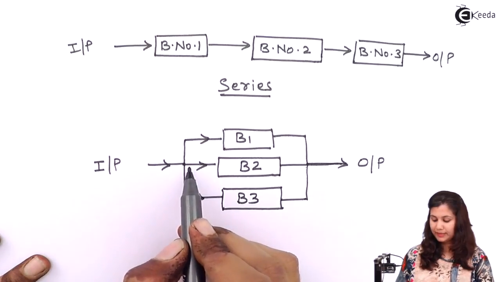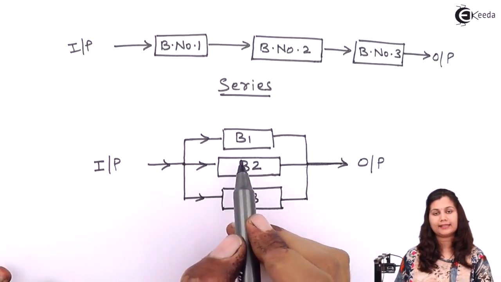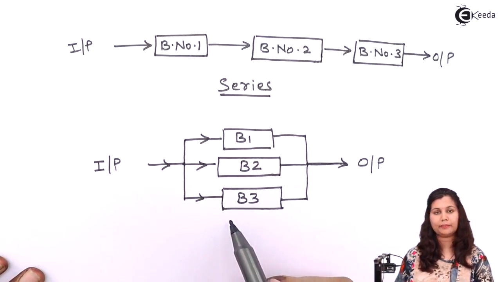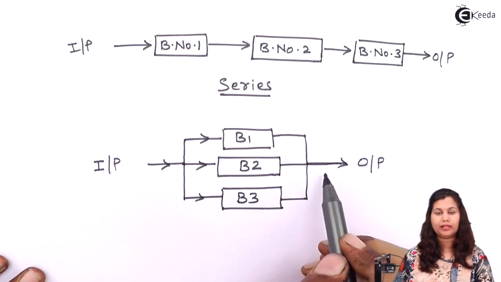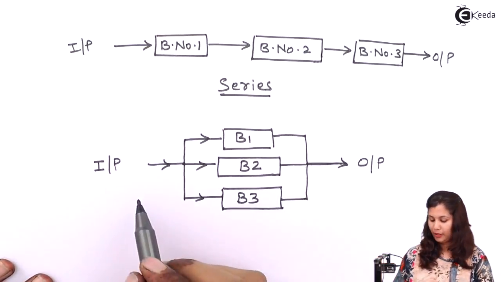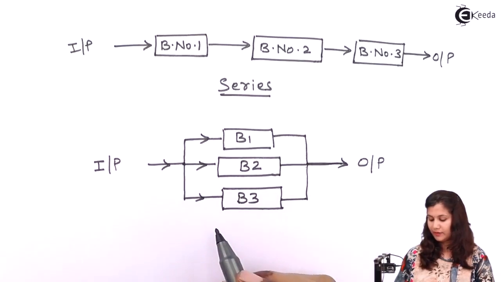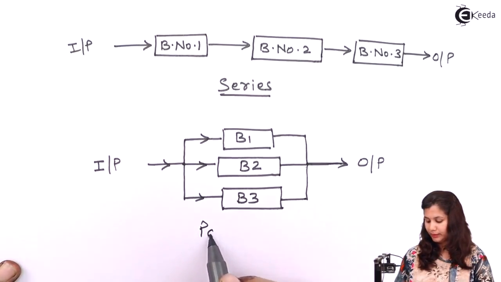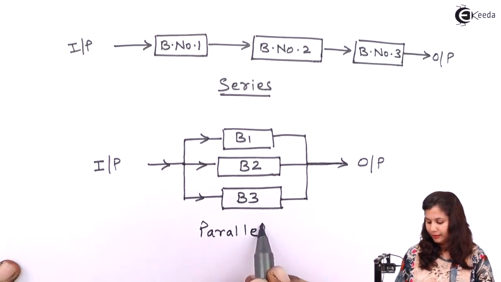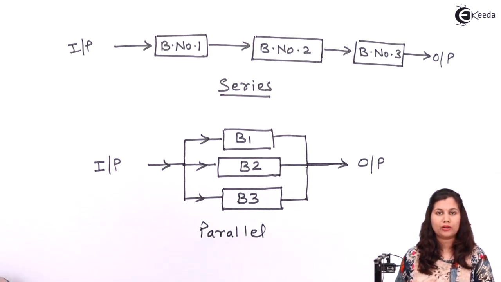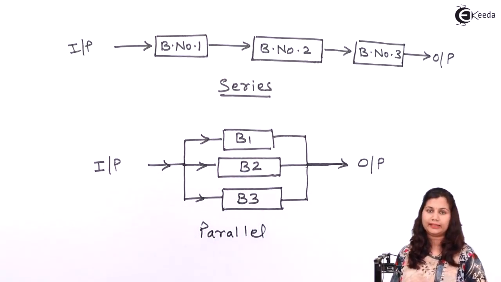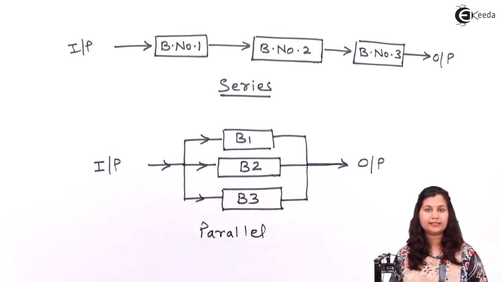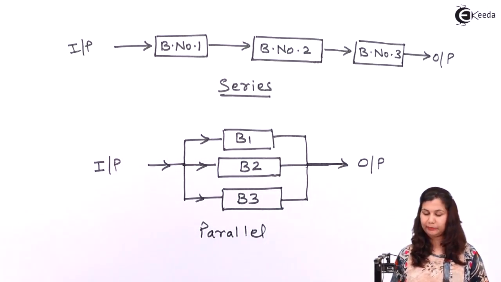Now, if the same signal is given as an input to block 1, block 2 and block 3, and the outputs are getting added up, then in this way when the blocks are connected, it is called the parallel connection of blocks. So these are the two ways in which the blocks can be connected. They can be connected in series or they can be connected in parallel.